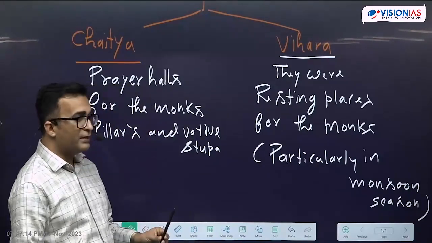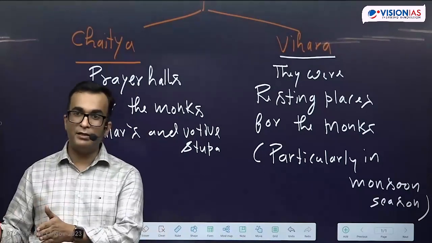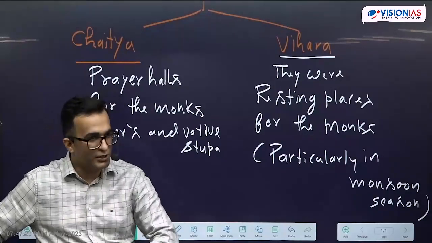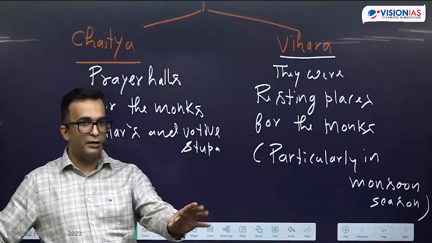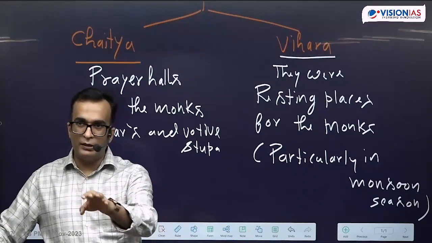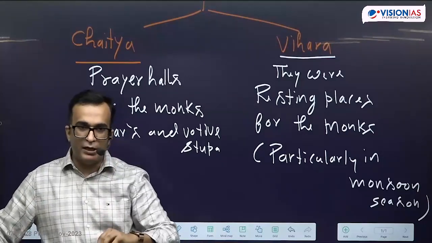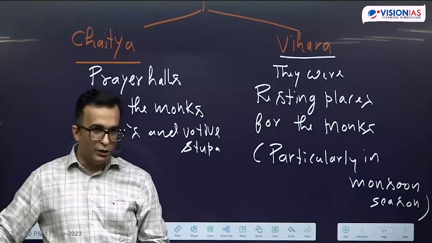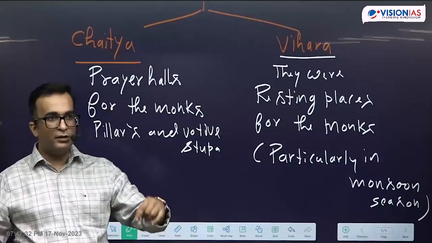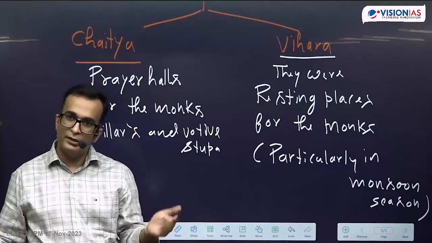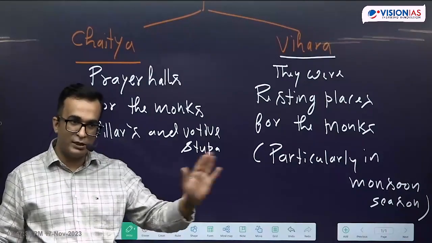So resting places, meaning that in the same premise you can have vihara also. So in the Gupta period, when we are going to talk about the Ajanta caves in a very elaborate manner, we will discuss that there were 29 caves in Ajanta, 4 of them were chaitya and 25 were viharas. So in the same premise you can get the chaitya also, you can get the vihara also. And vihara is the resting place for the monks and chaitya is their praying place.